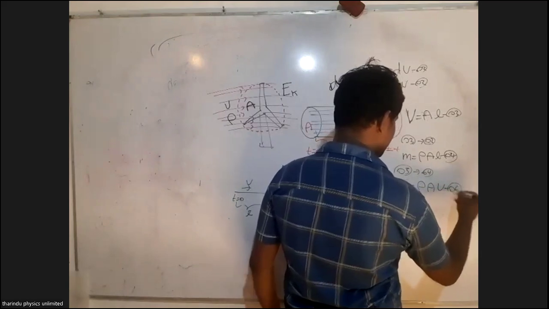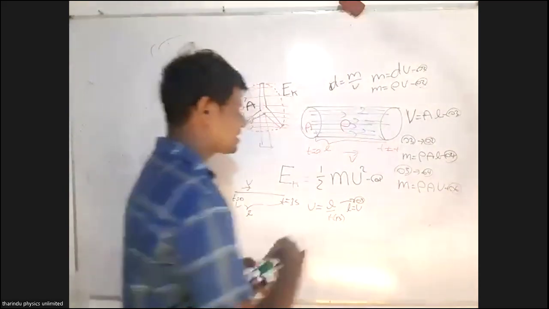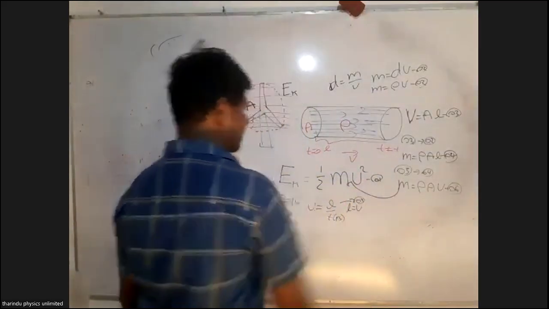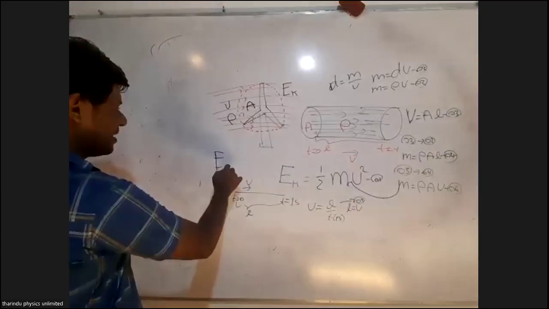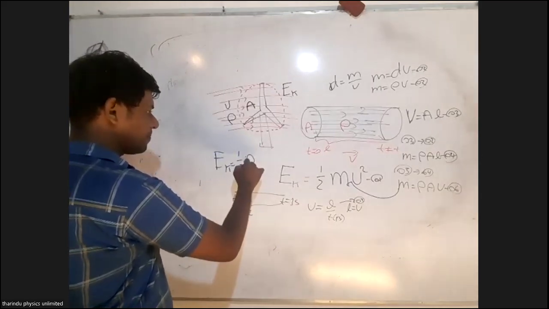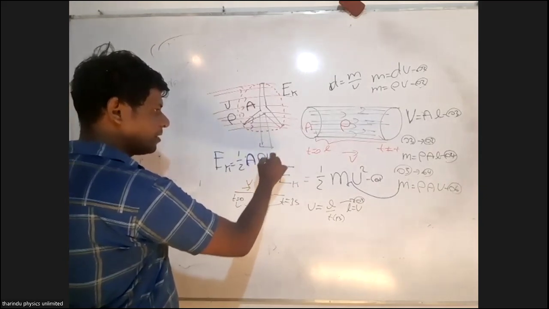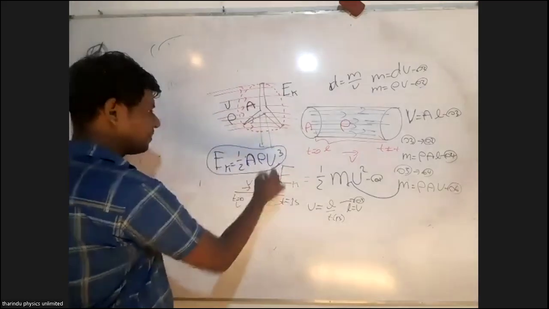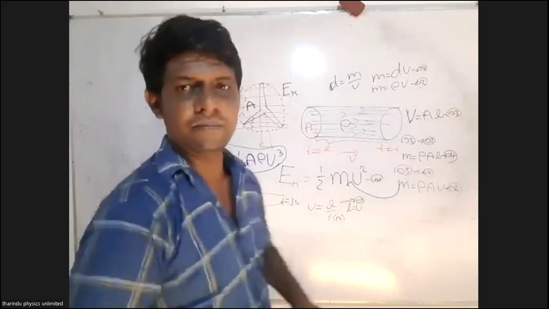Equation number 6. Now I am going to substitute this equation number 6 into my first equation. Then I finally get the equation for Ek equals half rho A v to the power 3. Half A rho v to the power 3. This is it. Very simple.